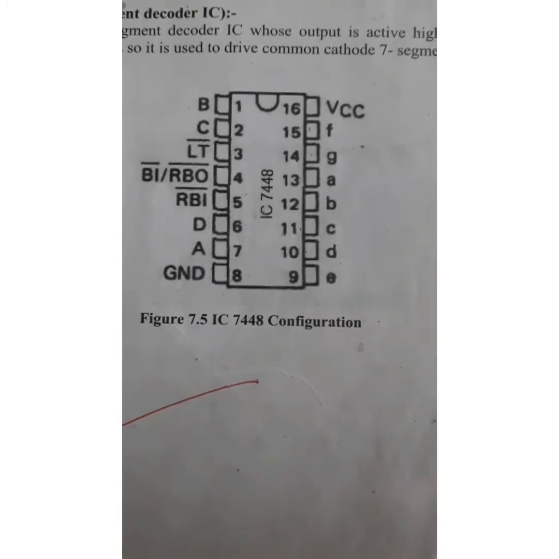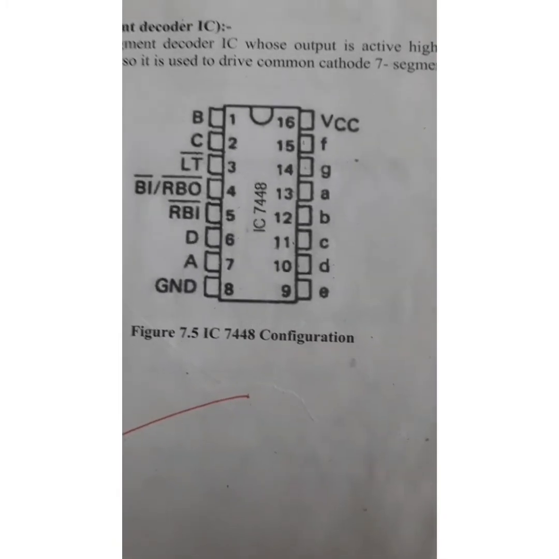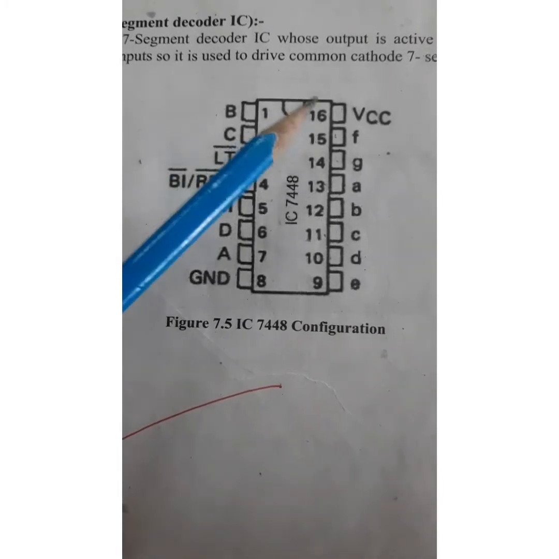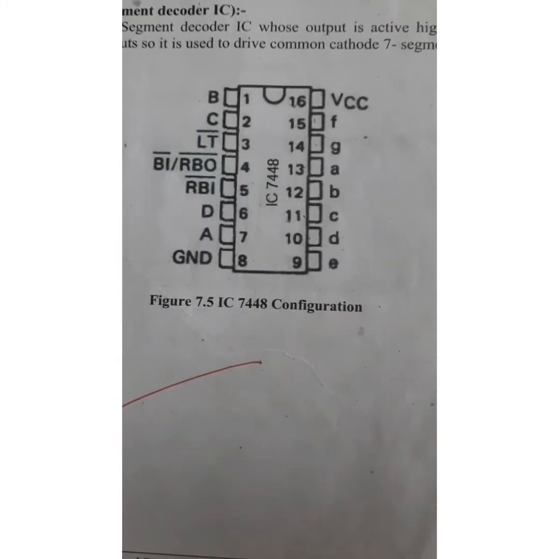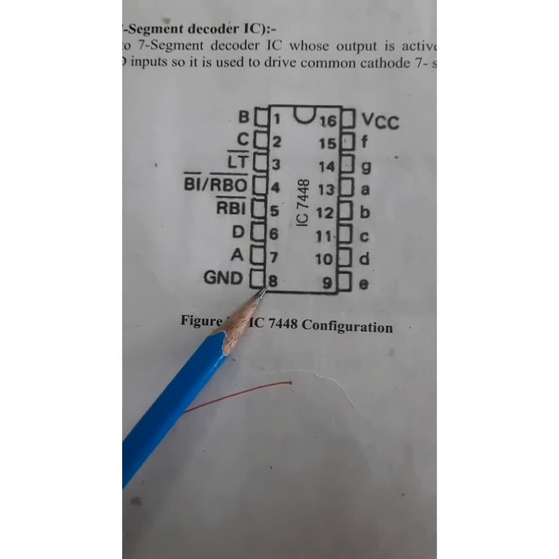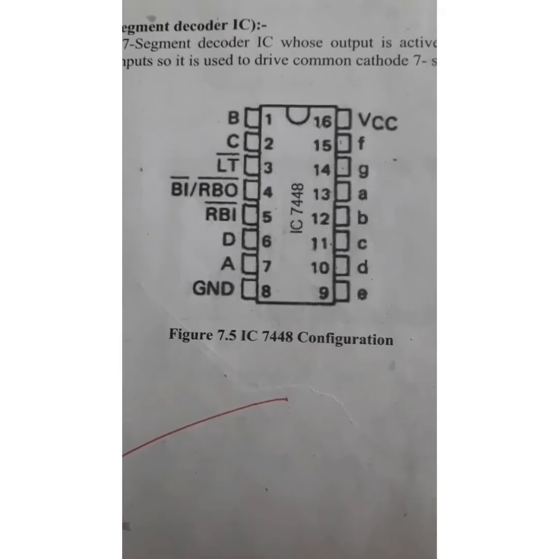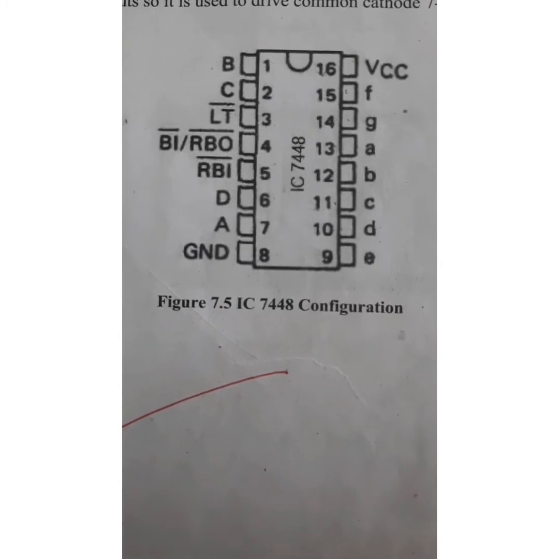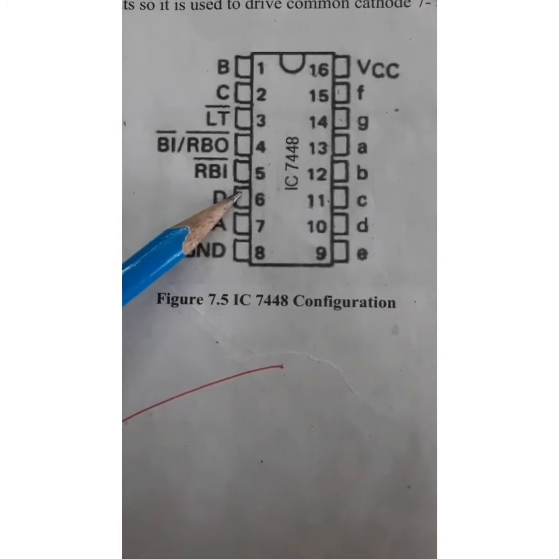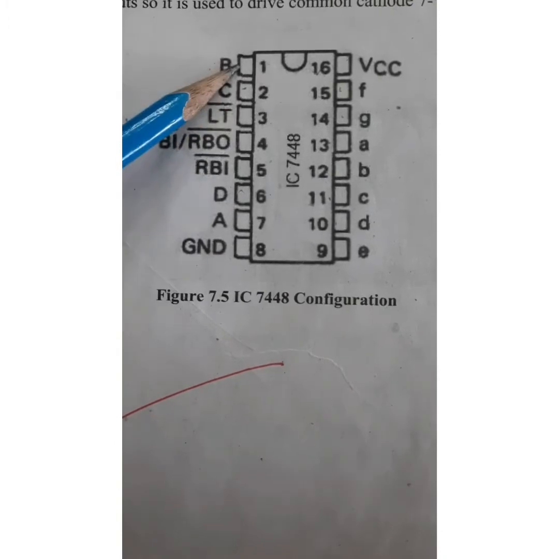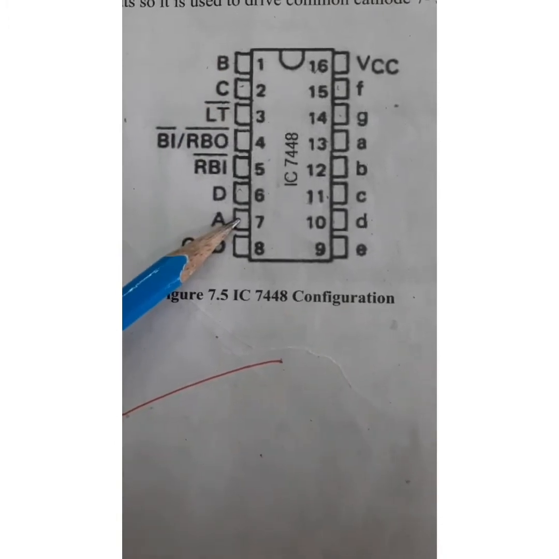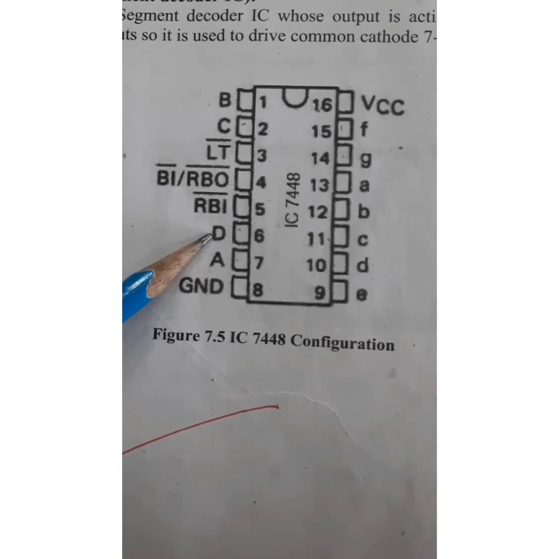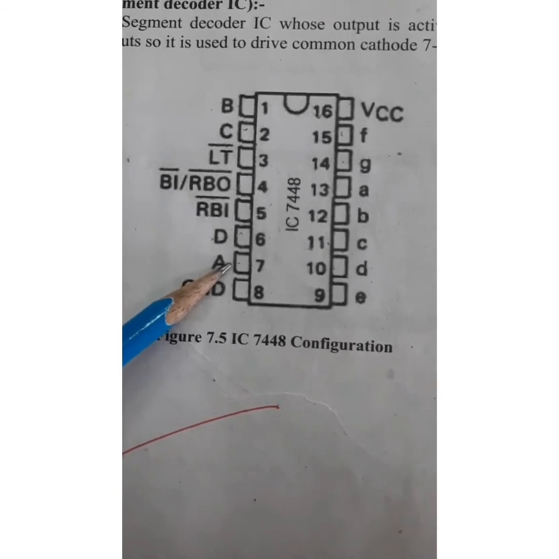This is the pin diagram of IC 7447. Now it is a 16 pin IC. Pin number 16 is VCC. Pin number 8 is ground. Now the 4-bit binary which you are supposed to give is on pins number 6, 2, 1, 7. On pin number 6 you have to give the MSB bit, and pin number 7 is your LSB bit.